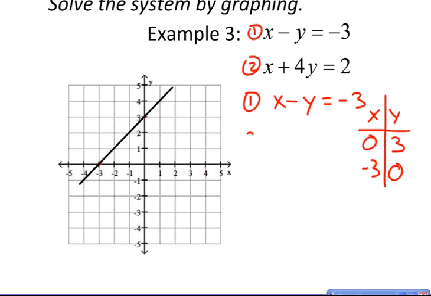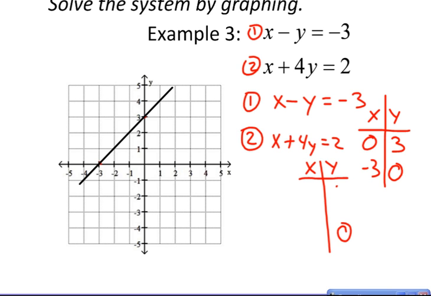All right, let's do number 2. Now, in this case, x plus 4y equals 2. An xy chart again, x and y. If y is 0, x is 2. But if x is 0, y is 1/2. 2 divided by 4 is 1/2.